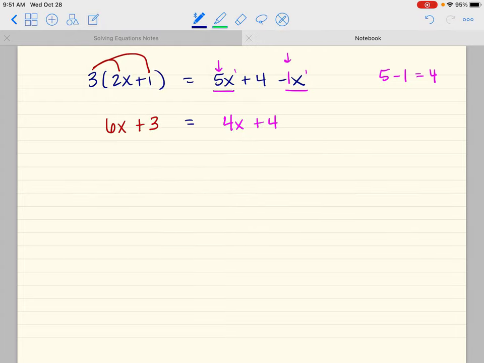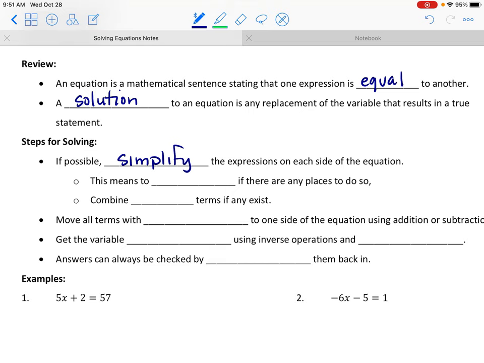So the first step, if you're solving an equation, is to try to simplify the expressions that we have on the left or the right. So not moving anything yet, just if there's any place to distribute, do that. If there's any like terms to combine, do that. And that is on the left or on the right, nothing moving. So first, simplify. Again, this means to distribute if there are any places to do so, and it means to combine like terms if any of them exist. And again, like terms means they have the same variable and exponent.